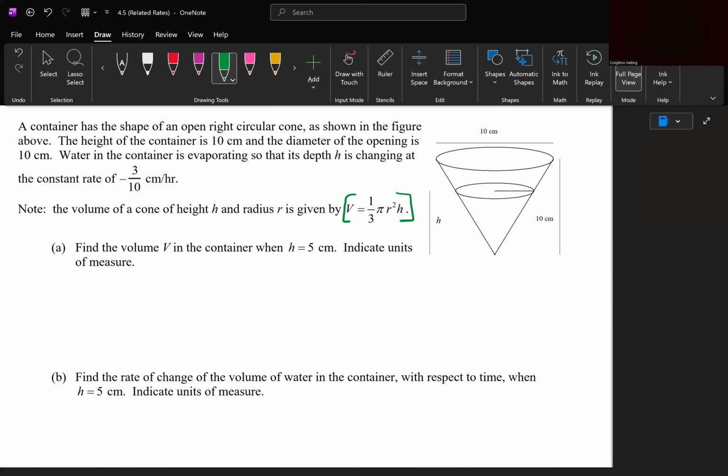Now, it gives us h right here in the problem. So I already know h. That's totally fine. No problem whatsoever. H equals 5, okay? H equals 5.